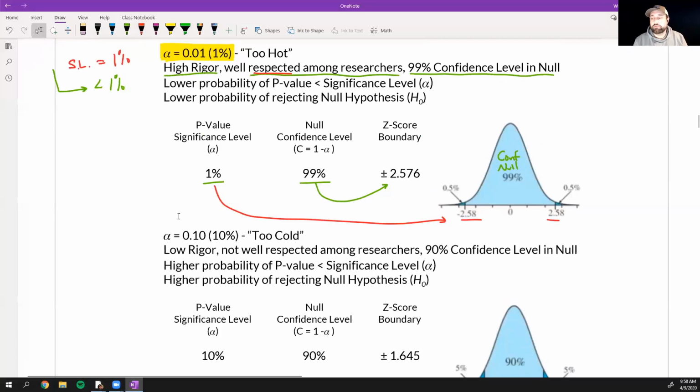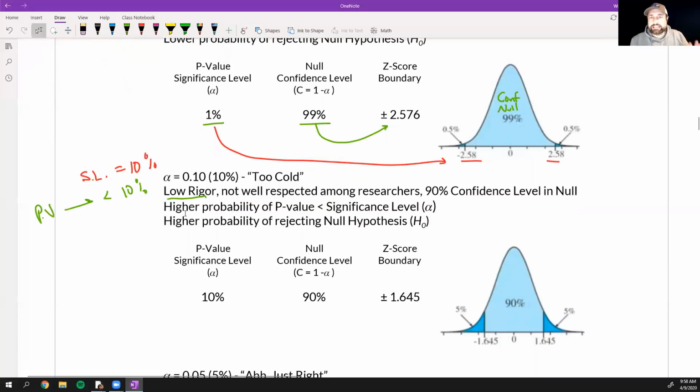Then you could say, well, let's set the bar at 10%. So if you set your significance level at 10%, that means you need to have a p-value that comes in below 10%. And that's not very rigorous. You know, hitting the broadside of a barn, that's kind of what this is. Like, it's easy to do. That means you only have a 90% confidence in the null. So this is only 90%, and that means that you have a 5% here and a 5% here.